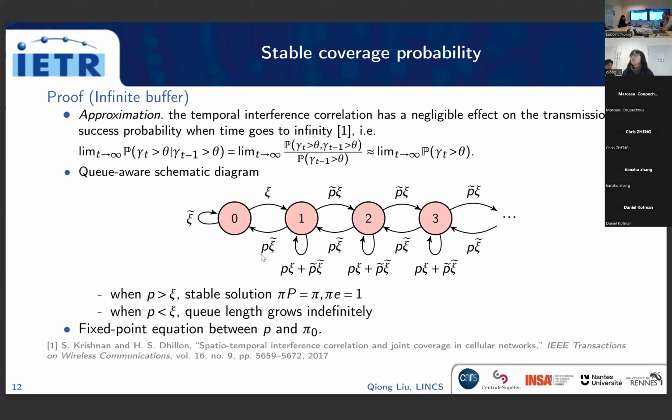It links to the stable coverage probability according to our settings, because we set that if the SINR is larger or smaller than the threshold, one or zero packets can leave the queue. So when P is larger than the arrival rate, the stable solution can be solved using pi P equals pi, where pi is the stationary distribution for the number of packets in the buffer. And when P is smaller than the arrival rate, the queue length will go to infinity. So in the end, we get a fixed point equation between the stable coverage probability and pi zero. Pi zero is the probability of being in this state.